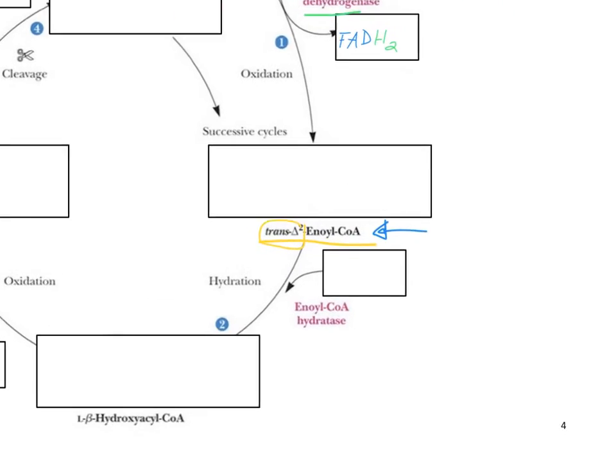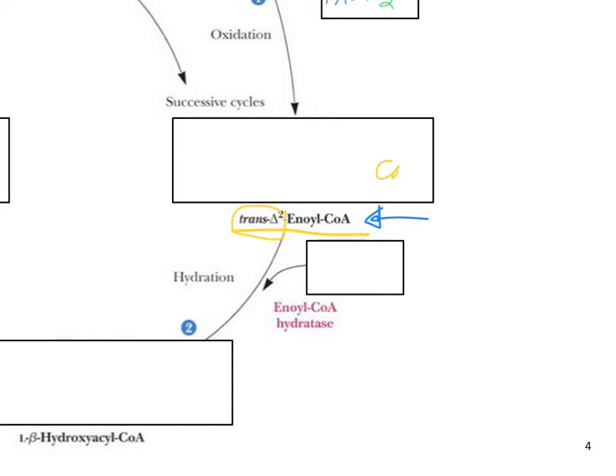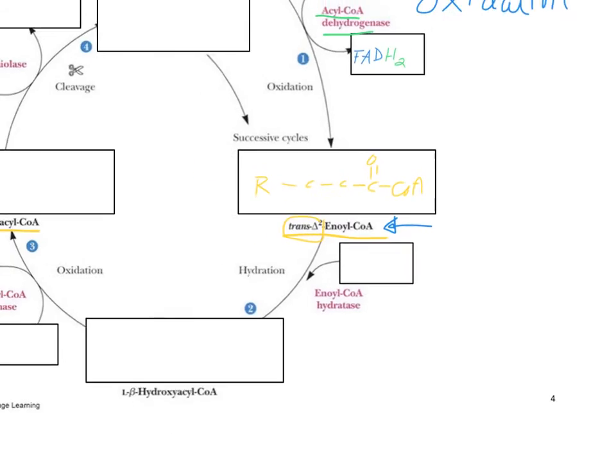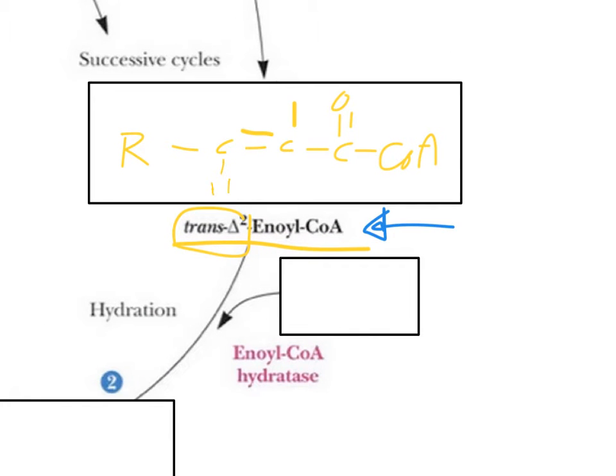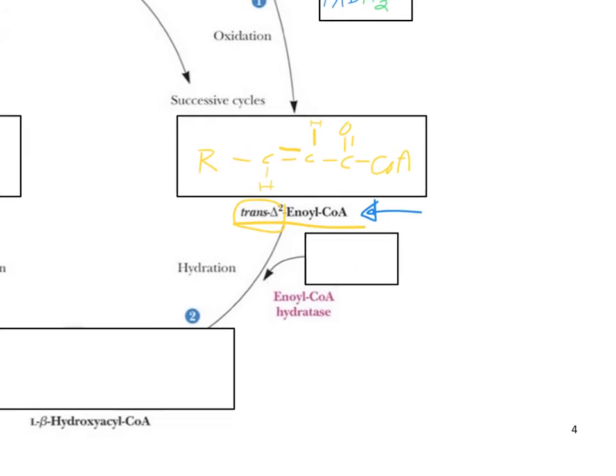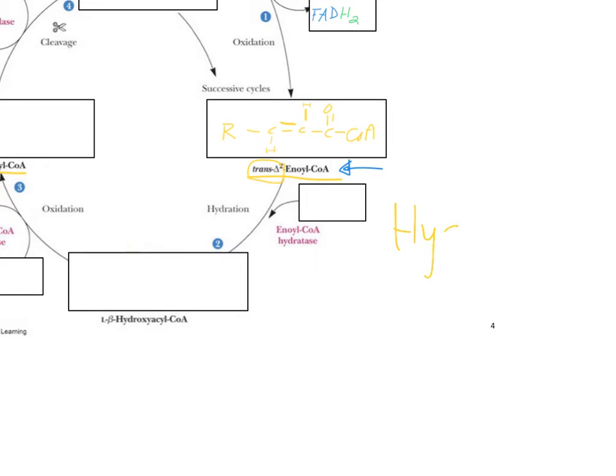CoA, carbonyl carbon. And I'm just going to put an R group here so I don't have to keep drawing it out. I got to look back and see which two I took off. So I put my double bond here. Okay, so that's my trans delta 2 enoyl-CoA. The hydrogens are on opposite sides. The other groups are also on opposite sides. Trans delta 2 enoyl-CoA. The second step is hydration.